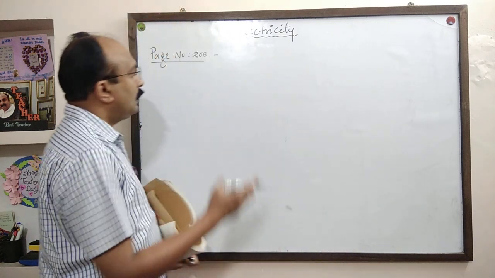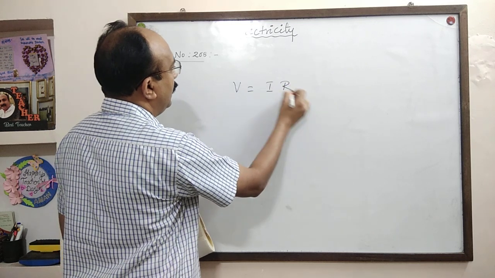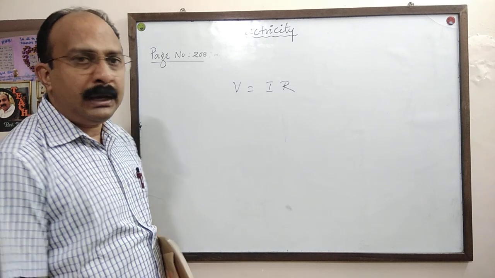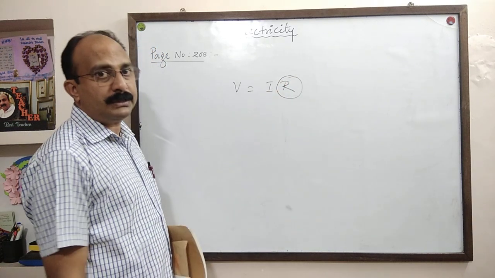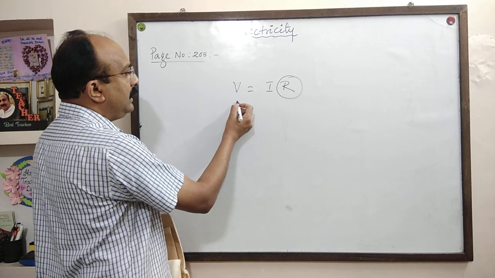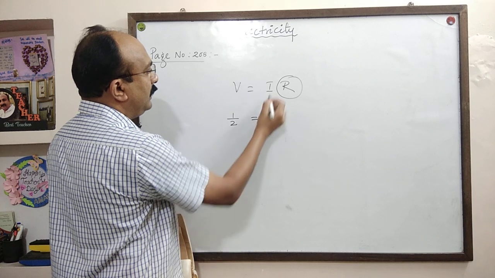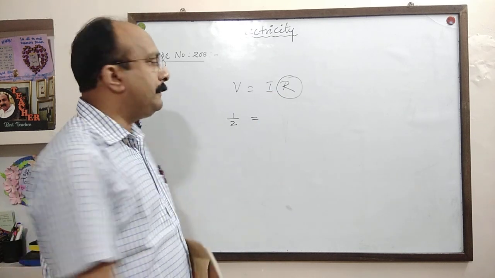I hope all of you remember the formula V is equal to IR. Ohm's law states that V is equal to IR. Now in the question it is given R remains constant and V will become half. Then what will happen to I? I will also become half.